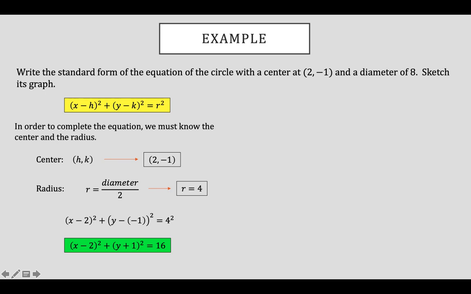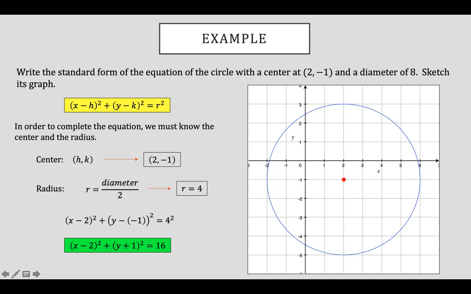To sketch a graph, the easiest thing to do is to plot the center and then plot points to the right, above, to the left, and below the center using the radius. We know that we have to go 4 units to the right of the center, 4 units above the center, 4 units to the left of the center, and 4 units down from the center. And then we can connect those dots, creating a circle.